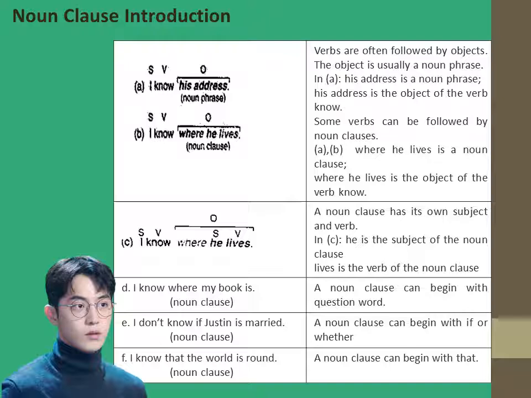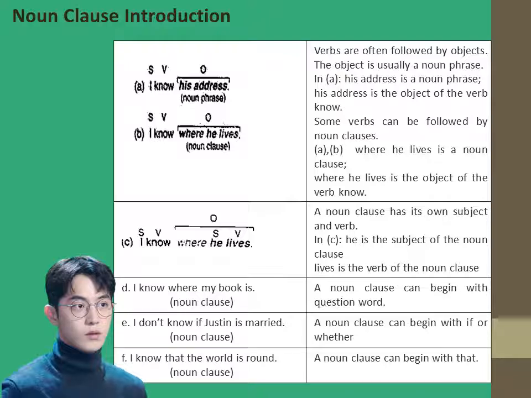Okay, now let's start to go on. Verbs are often followed by objects, which can be a noun or a noun phrase. In example A, his address is a noun phrase. His address is the object of the verb know. I know his address. I, the subject, know the verb, and his address is the object. Now in here, his address is a noun phrase. Why is it a noun phrase? Because it is a noun that consists of 2 words, his and address.